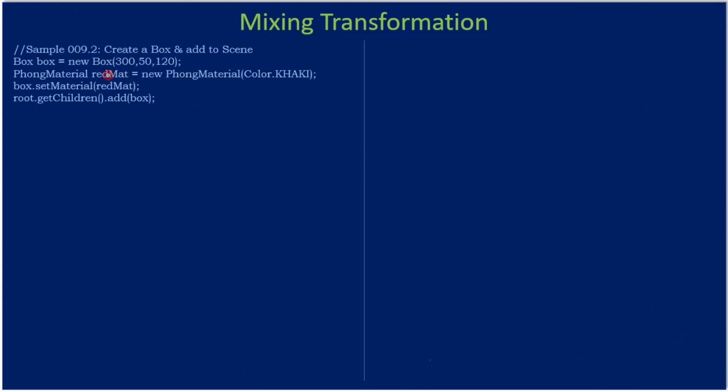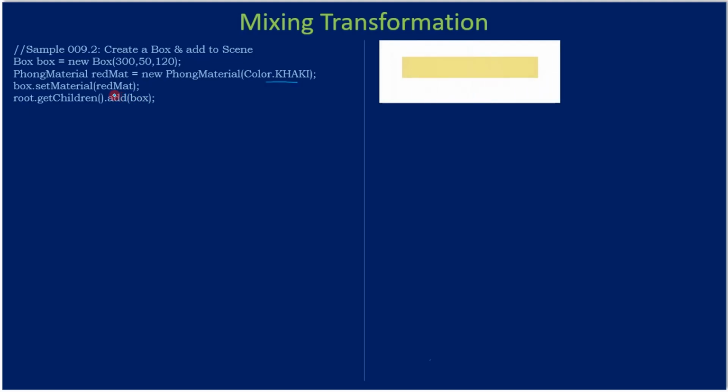Here, if you see, we create a box with a dimension. We apply a Phong material to supply the color. Here we are supplying the khaki color, and we are adding the box to our scene graph. So initially, the object will look like this. Next, we create a rotate transform object. So new Rotate, and this is a transform object T.